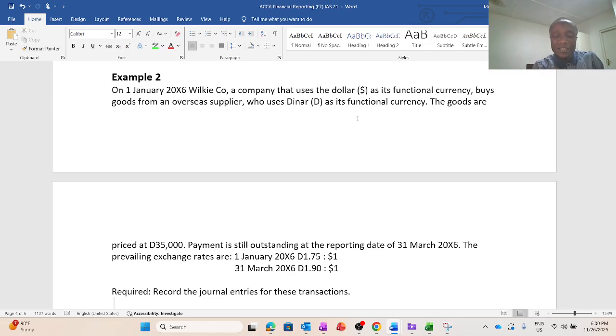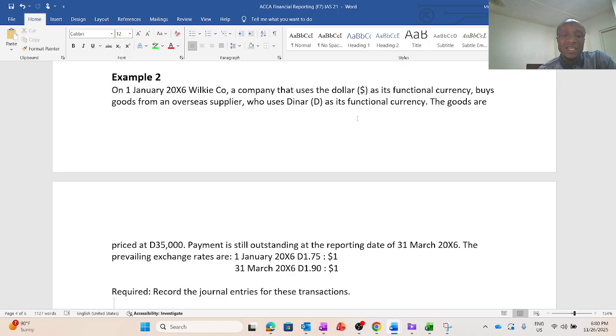So it means the financial period for this particular example is from the 1st of April 20x5 to the 31st of March 20x6. On an annual basis it is the 1st of April to the 31st of March, depending on the year. But for this particular example, the accounting period is the 1st of April 20x5 to the 31st of March 20x6.